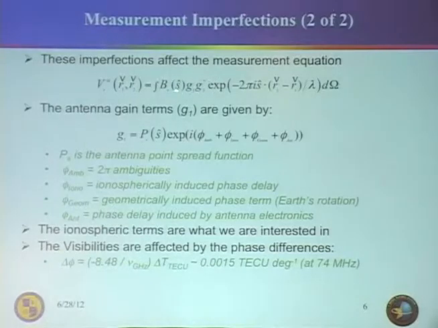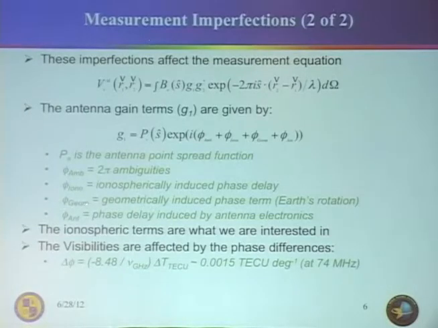But you essentially end up with these additional antenna terms. These terms contain antenna gain terms, as the astronomers call it. They contain things like the point spread function of the antenna, which is actually pretty well known. They usually typically measure that in some way. And then a bunch of additional phase terms that get added into the mix. Two of them that are important for us here are the 2 pi phase ambiguities, and I'll touch on it again later, and the ionospheric phase.